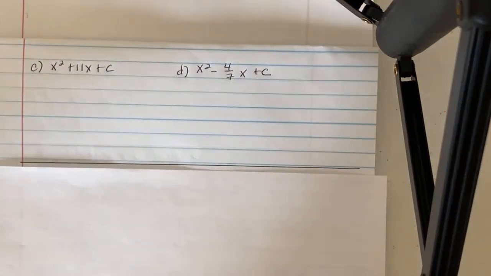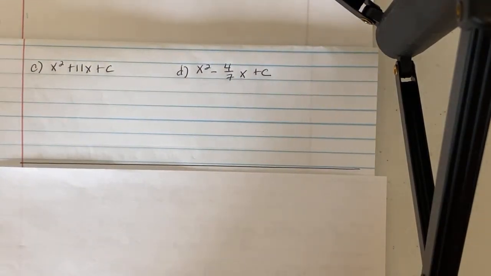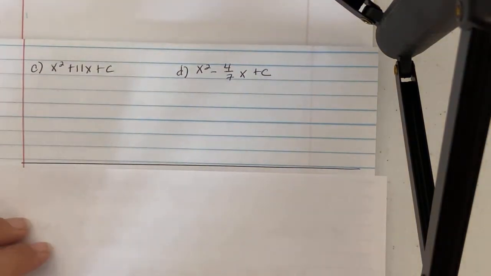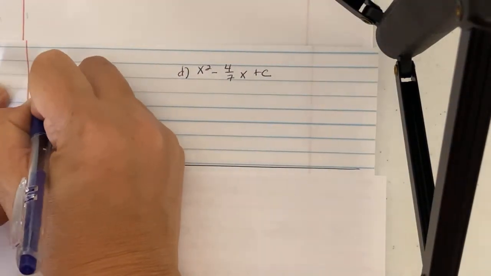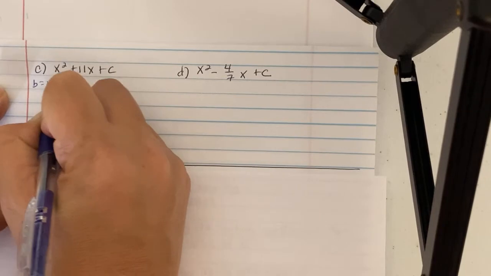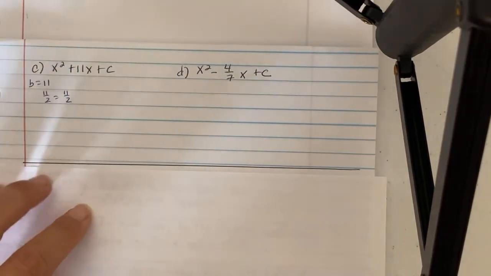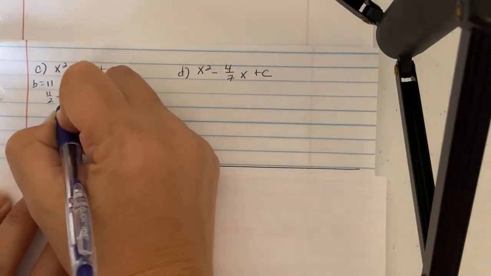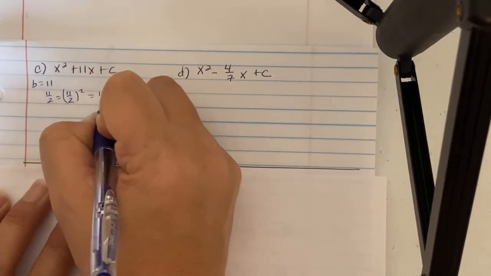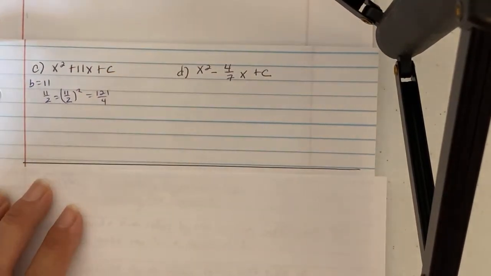Now you guys know me. I don't make things easy for you. When I want to give you guys fractions or decimals, you are going to get them. So example C says x squared plus 11x plus c. When you find your b value, the b value happens to be 11. Well, 11 divided by 2 is still 11 divided by 2. Do not take the answer and make it a decimal. You're going to square both sides, and you get 121 over 4.